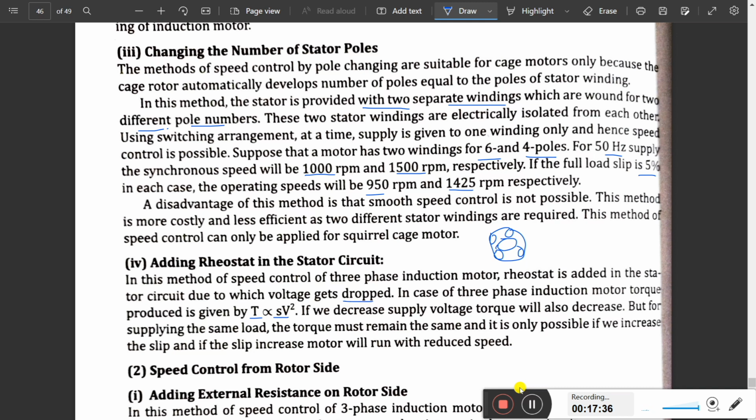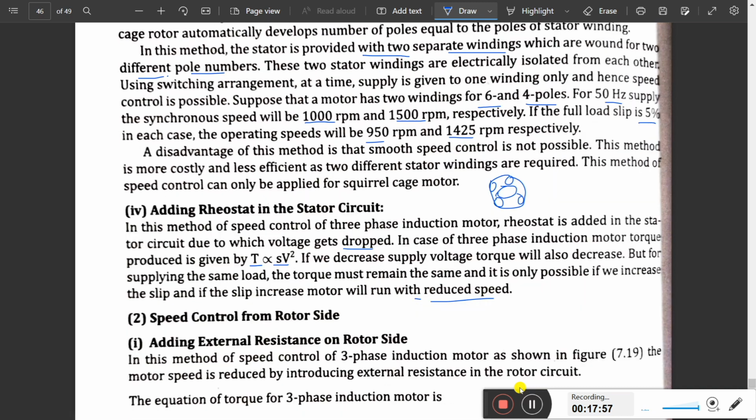In this case, if the voltage gets dropped, the torque will also drop. If we decrease the supply voltage, torque will decrease. But for supplying the same load, the torque must remain the same. It is possible if we increase the slip. If slip increases, the motor runs with reduced speed. We are well aware of this.